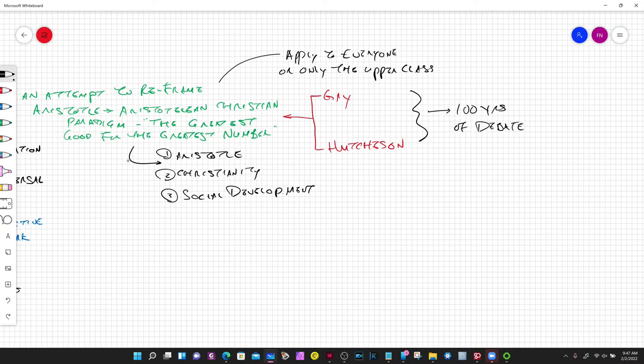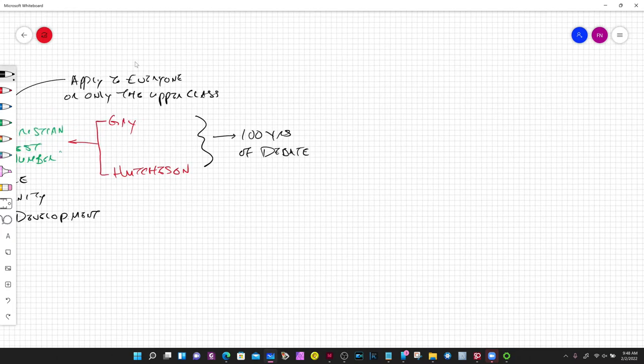Centering around the concept of good and greatest, as you recall, the shift that occurs at the end of the 18th into the 19th century is going to be the confluence of the work of a number of people, one of whom will be Bentham, Comte, Malthus, and Lamarck.